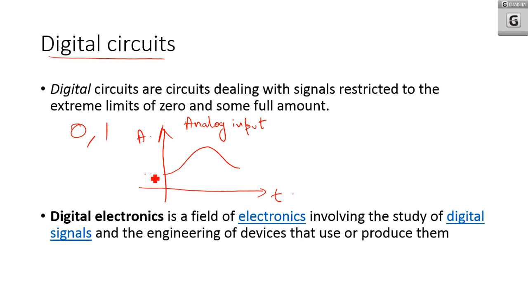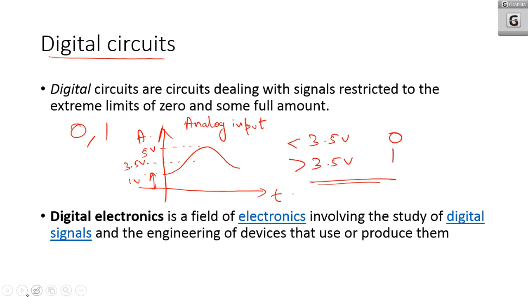Now suppose I have a voltage where the minimum is 1 volt and the maximum is 5 volt. I am taking a median voltage of 3.5 volt. Values less than 3.5 volt I take as 0, and values greater than 3.5 volt I take as 1. Such a representation is used in digital circuits. Now coming to some more detail about that.